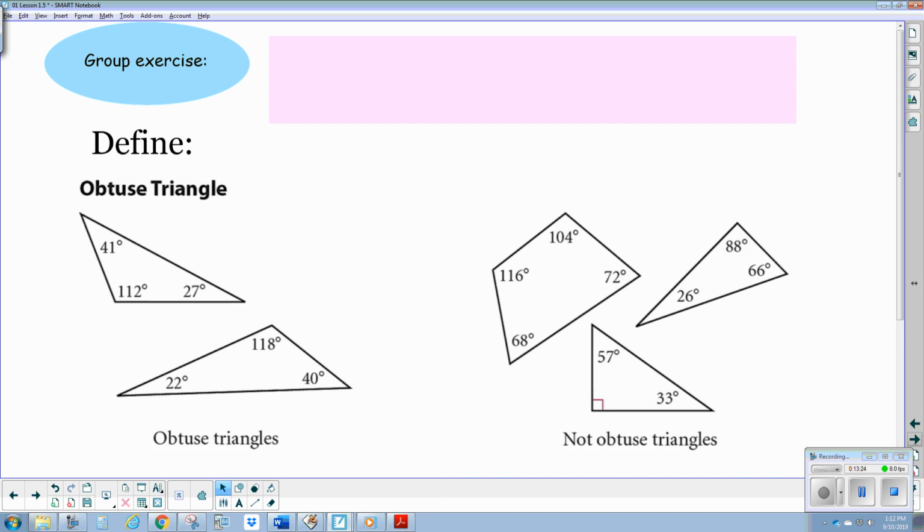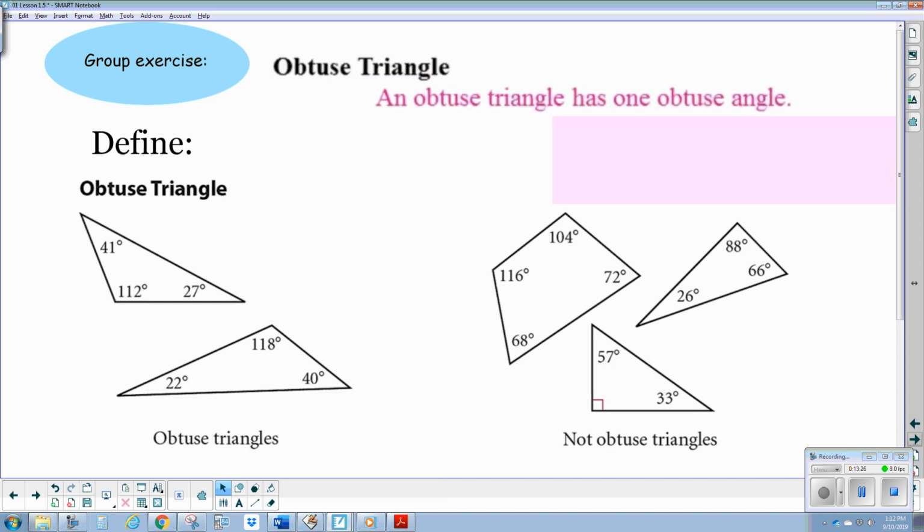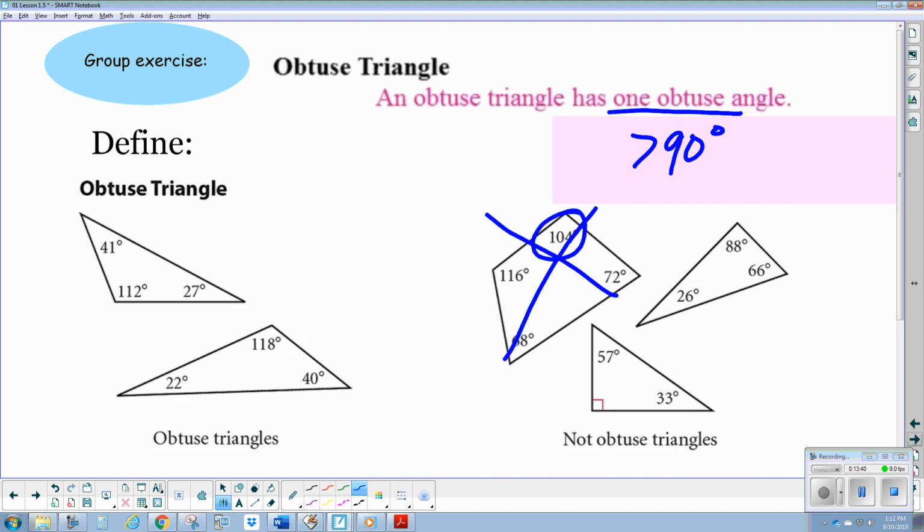Okay, the next term is obtuse triangle. In this case, we need only 1 obtuse angle, and that's an angle that's greater than 90 degrees. So although this has an obtuse angle, it's not a triangle. Here, this is only 90 degrees, so it's not obtuse, so it's not an obtuse triangle. But in the other 2 that are, this is greater than 90 degrees, and here we go, 118 is greater than 90 degrees.